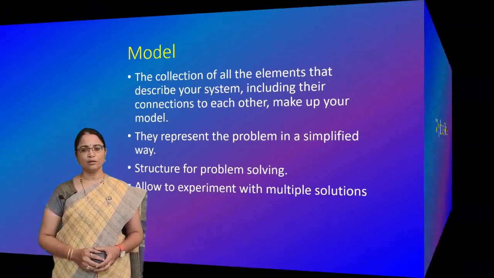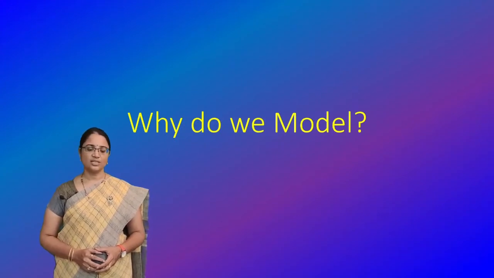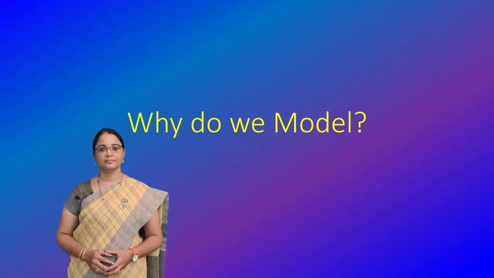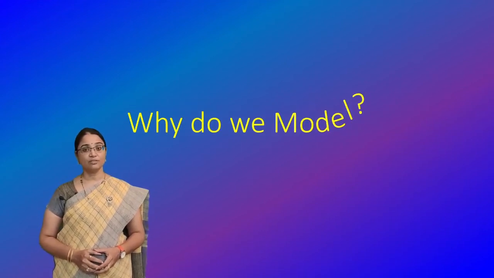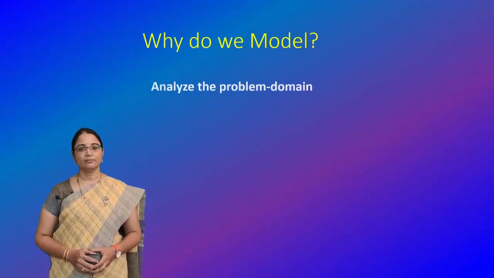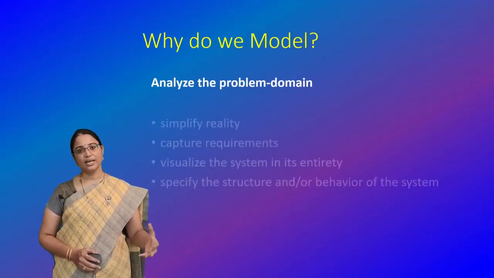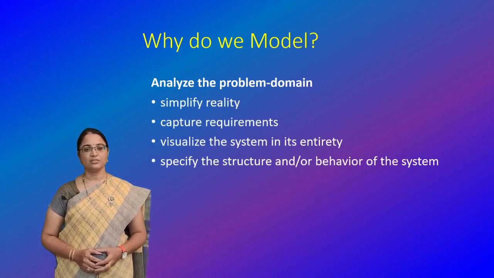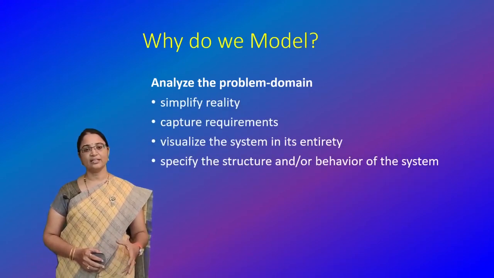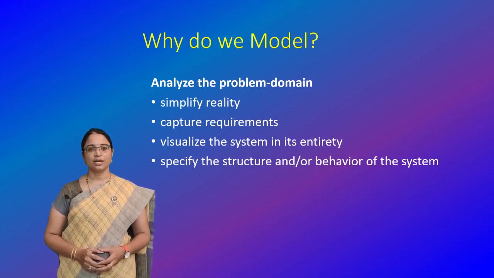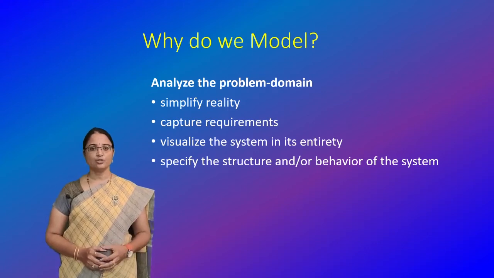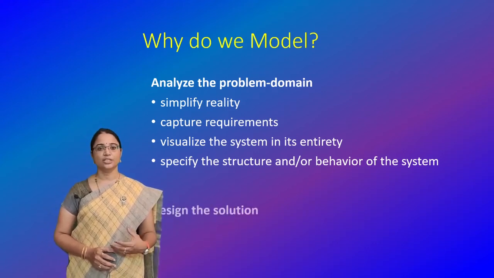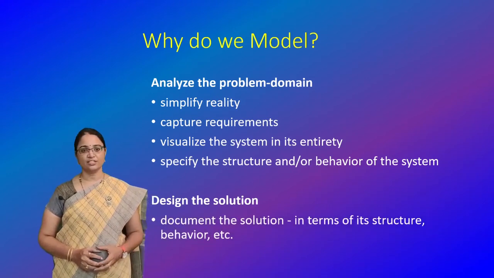So this is regarding the model. In brief, I can say a model is a simplification of reality. And why do we need to model? So there arises a question, why do we need to model? We need to model to analyze the problem domain. It simplifies the reality, captures the requirements, visualizes the system in its entirety, and specifies the structure and behavior of the system. And we can design the solution, and document the solution in terms of its structure, behavior, etc.